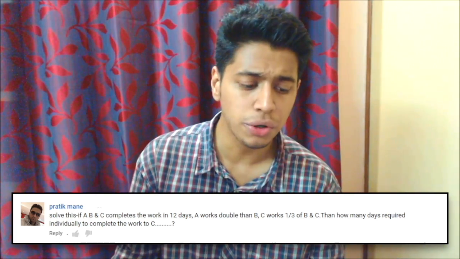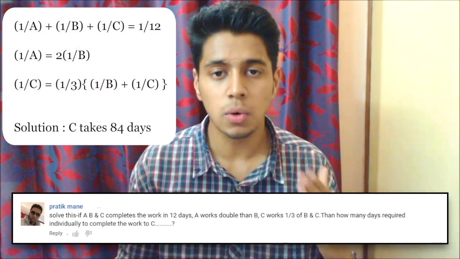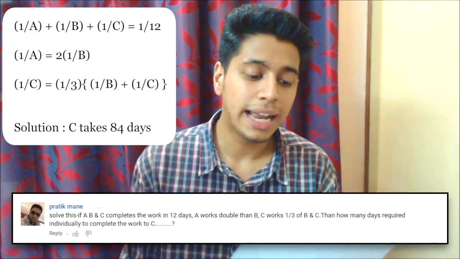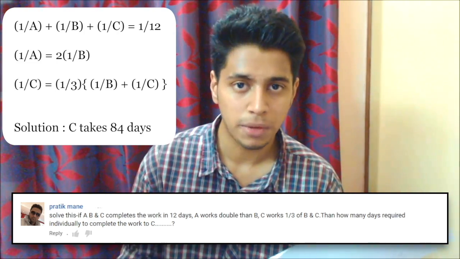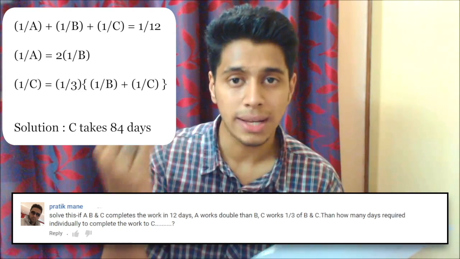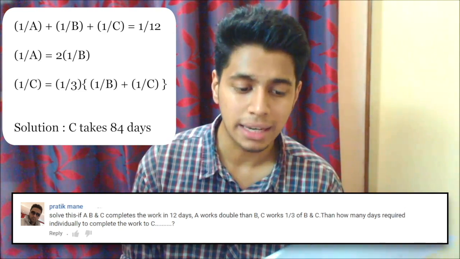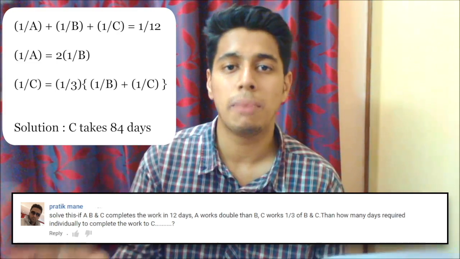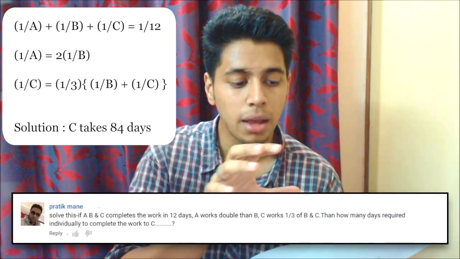All right, now the first thing you need to do is write your equations. So the equations are 1 by A plus 1 by B plus 1 by C is equal to 1 by 12, right? Your second equation will be 1 by A is equal to 2 times 1 by B, right? Because A is twice as good as B. And your third equation will be 1 by C is equal to 1 by 3 in brackets 1 by B plus 1 by C.